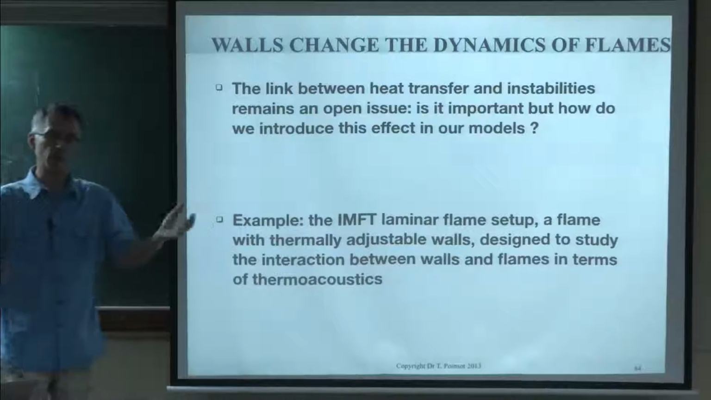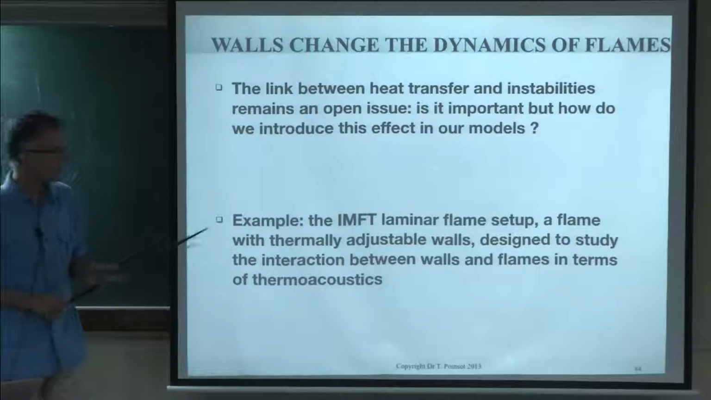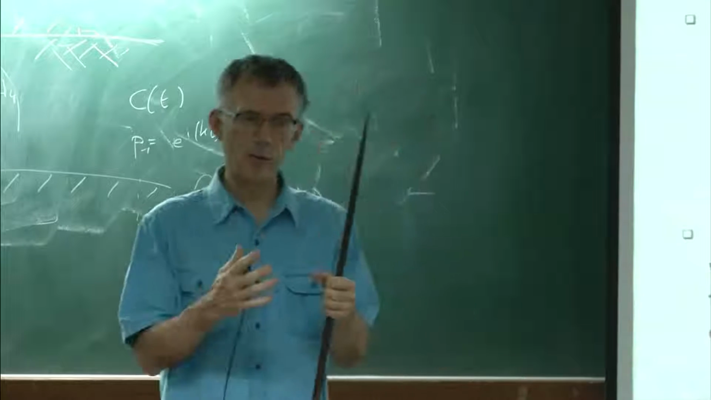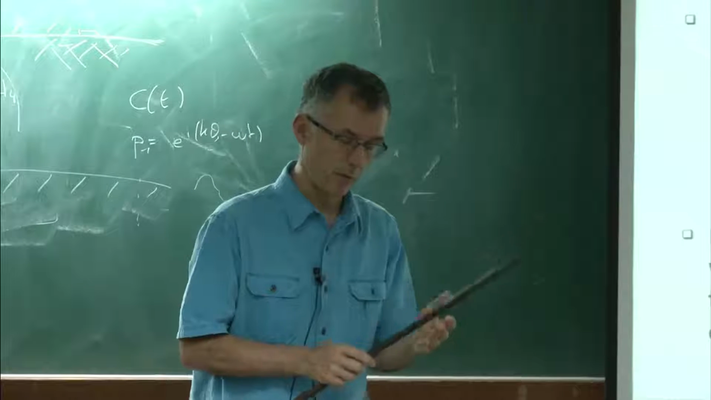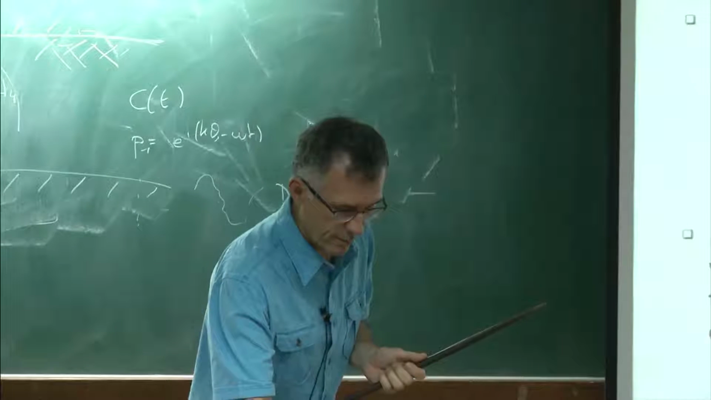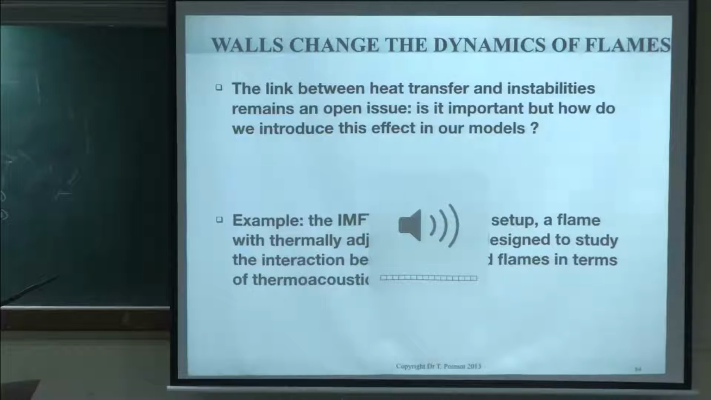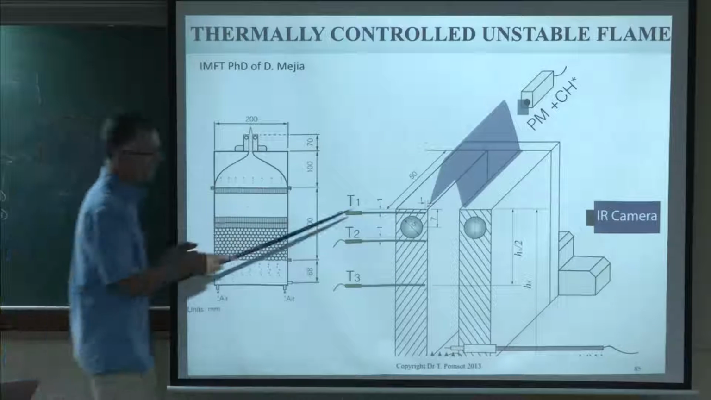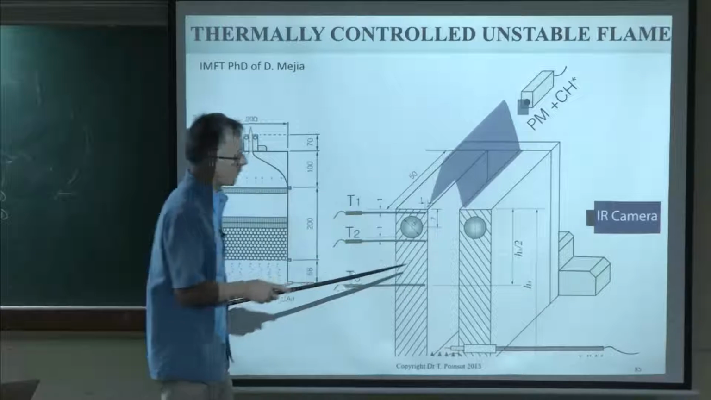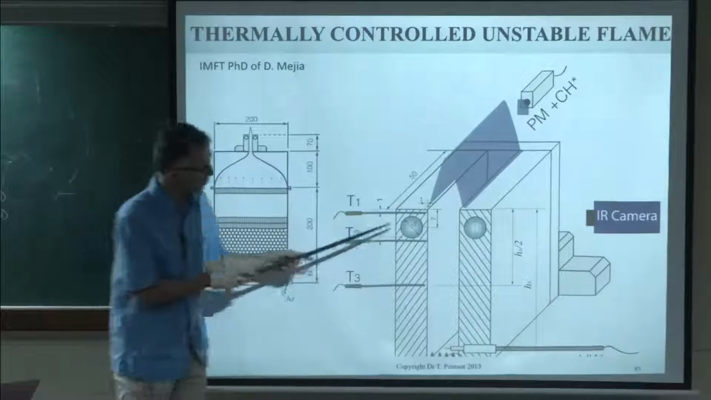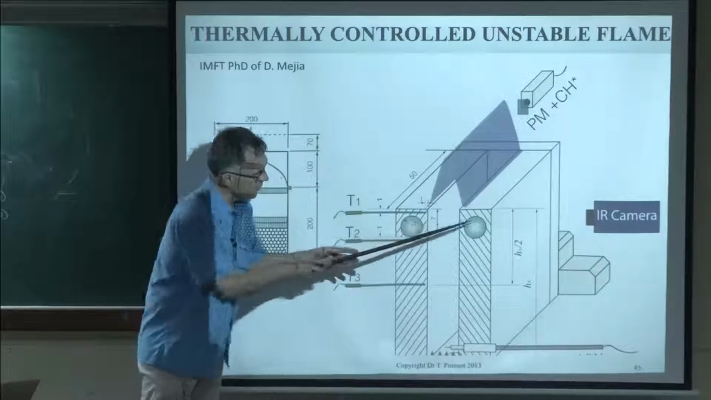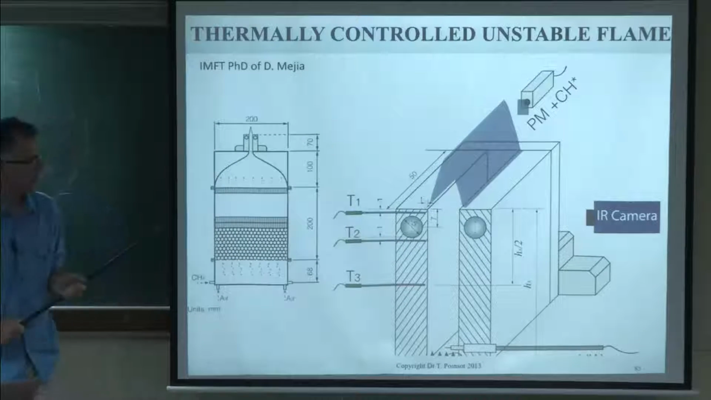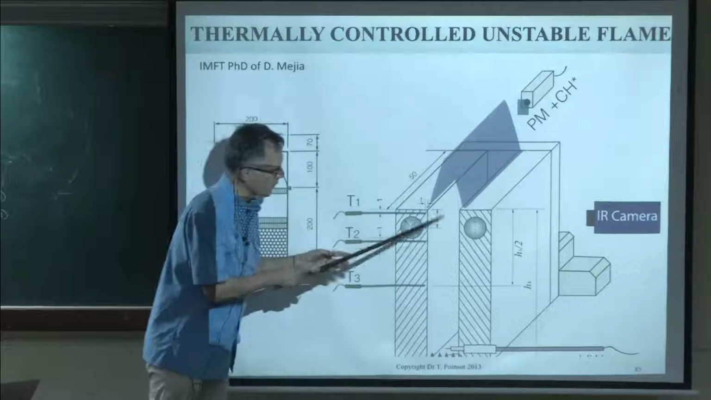So it's an open issue at the moment. Of course, the simplest thing would be to do a fully coupled computation. I just want you to give one example. When we always have a problem like this, we like to go back to a simple flame. I want to show you one flame, which is the IMFT flame again. So it's a simple Bunsen flame, very, very simple flame. The only thing we do is that we have installed on this flame a system to control the temperature of the walls. And this allows us to change the temperature of the flame holder.